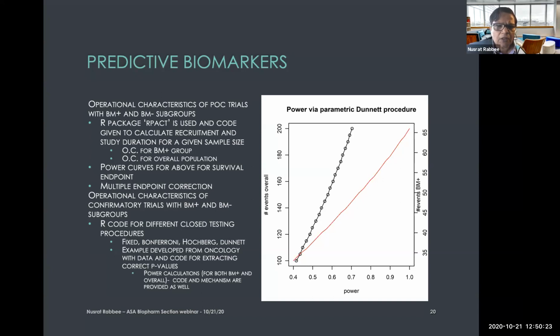So the multiplicity, what is the multiplicity? The multiplicity is that you're going to test the biomarker positive and the overall group. Yeah, that's the multiplicity. There are many ways to handle that. One is the fixed sequence testing. If you do the fixed sequence testing, then that's fine. If you can agree on, so you almost have an a priori idea of whether you want to test your positive group first or overall, or maybe the negative.